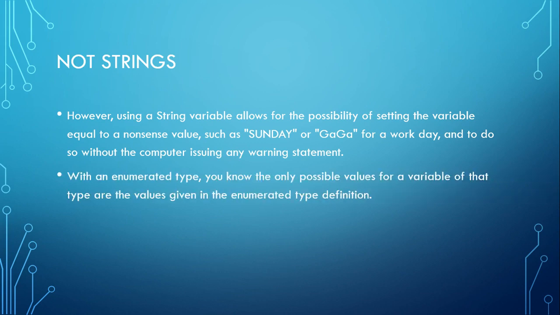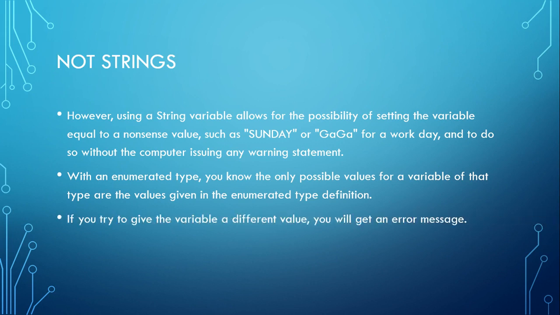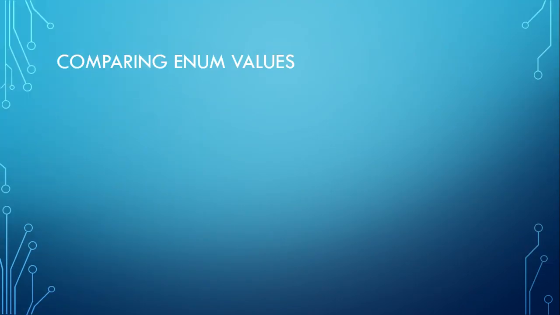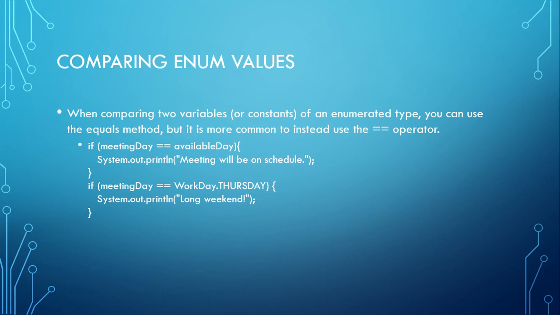With an enumerated type, you know the only possible values for a variable of that type are the values given in the enumerated type definition. If you tried to give the variable a different value, you're going to get an error message. Now, an enumerated type is actually a class, and its values are therefore objects of the class. So when we compare two variables or constants of an enumerated type, we can use the equals method, but it's far more common to use the equals operator, because we don't necessarily have to worry about what's in them. We just have to check the memory reference.